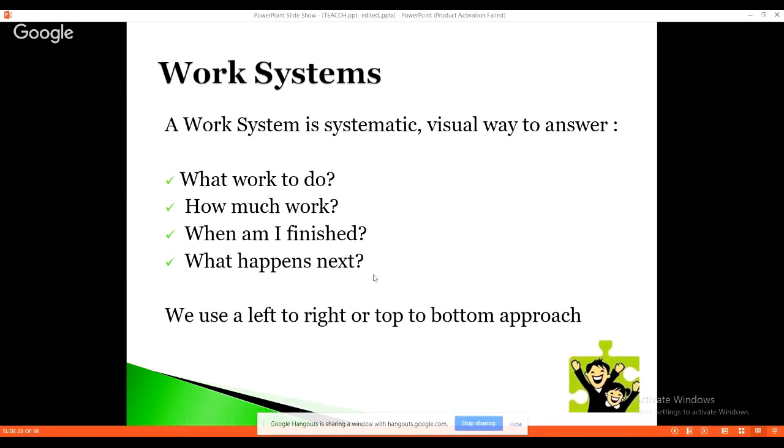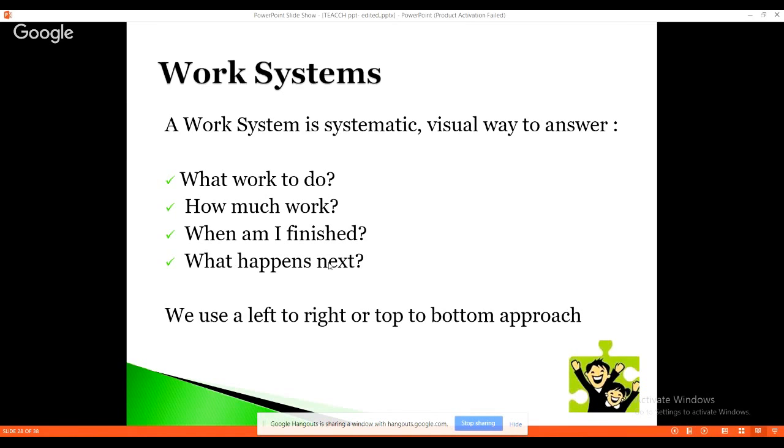Then there's a work system. A work system is a systematic visual way to say what work to do. So it would be a picture of, say, writing and doing a worksheet. How much work? I may have 3 worksheets kept. When am I finished? When 3 worksheets are done, you put them in the finish basket and it's done.